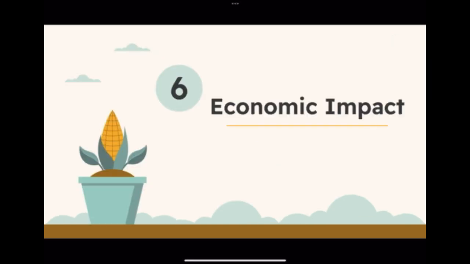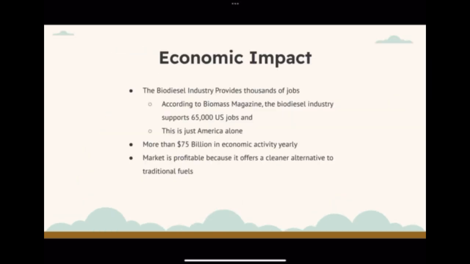And now I'll be discussing the economic impact. So the biodiesel industry provides thousands of jobs. For example, in the U.S., it provides 65,000 jobs alone. And then the industry is worth about $75 billion yearly. And this market is profitable because it offers a cleaner alternative to traditional fuels.